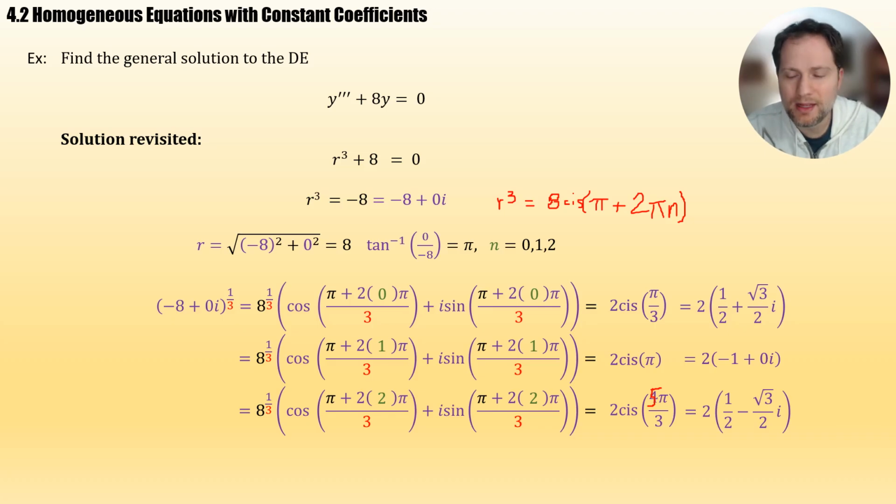Again, times i. Let's clean each one of those up a little more by multiplying in our 2. And if we've got a 0i, let's forget it. So there we get 1 plus i root 3. There we get negative 2.